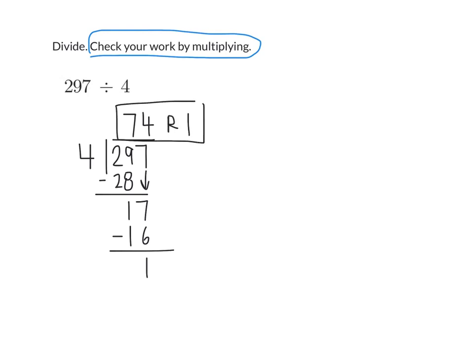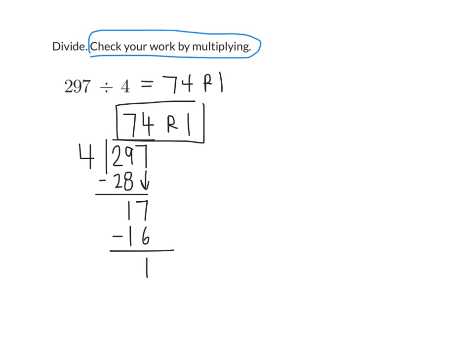So my answer is 74, remainder 1. Now, what I'm saying here is that, here's the math sentence. 297 divided by 4 is equal to 74, let me write it better, 74, remainder 1. That's the full math sentence. A math sentence needs an answer, okay? If you don't have the answer, it's just an equation, okay?